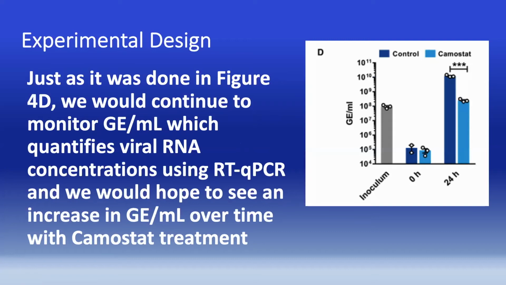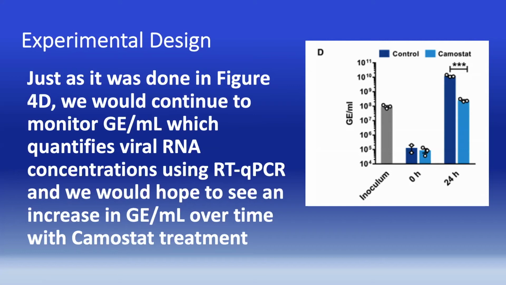Next, to monitor the virus, just as it was done in figure 4D, we would continue to look for genome equivalents per ml using RT-qPCR to quantify the amount of viral RNA. And what we would hope to see is that with increasing passaging, while concentrations are increasing, the amount of GE per ml would continue to increase, meaning the virus is replicating over time as the camostat concentration is increasing.